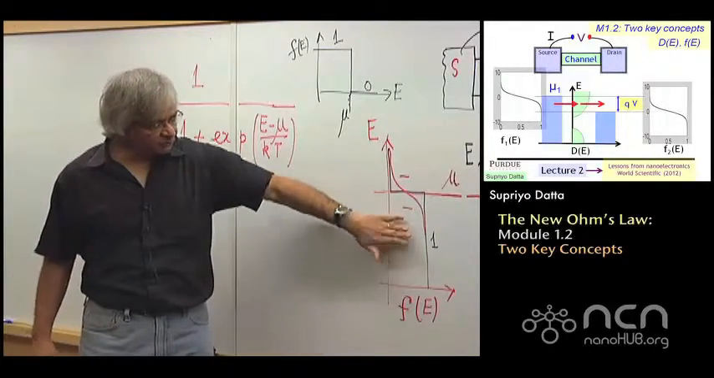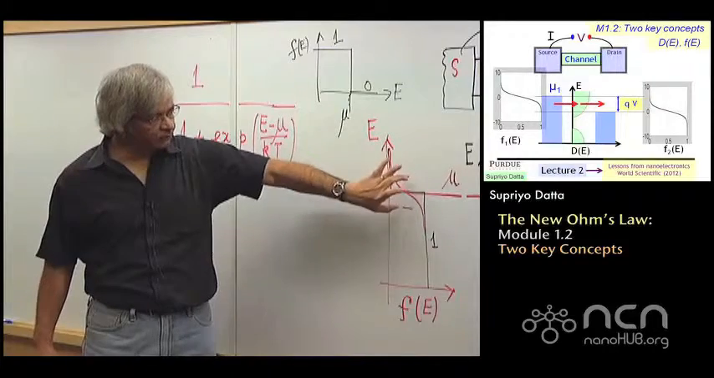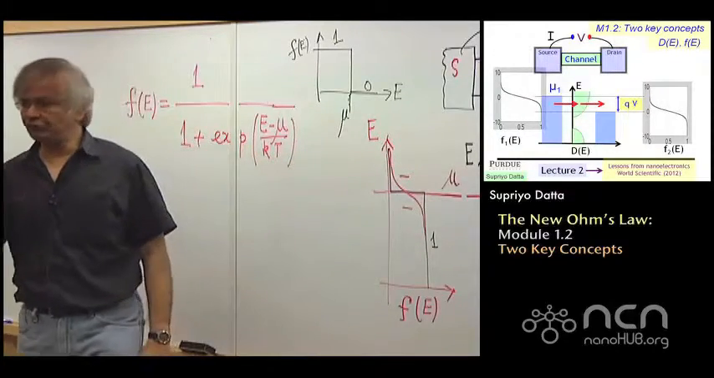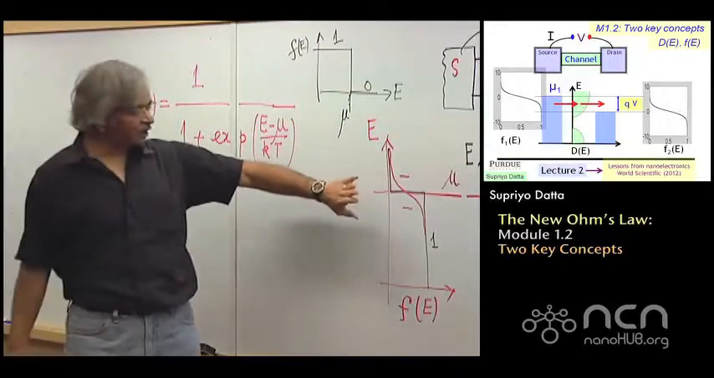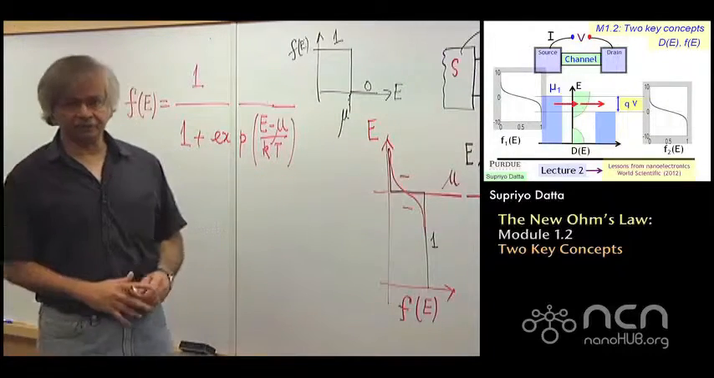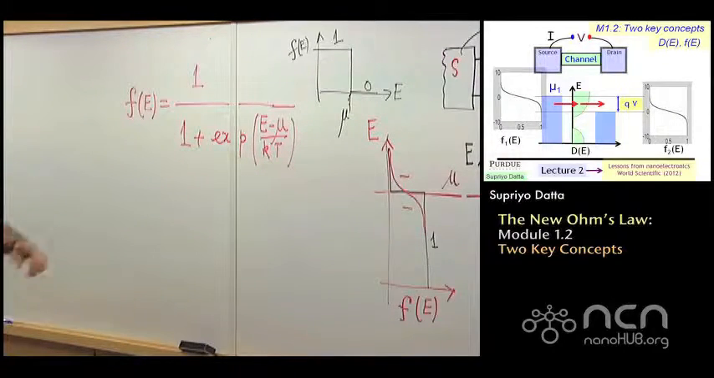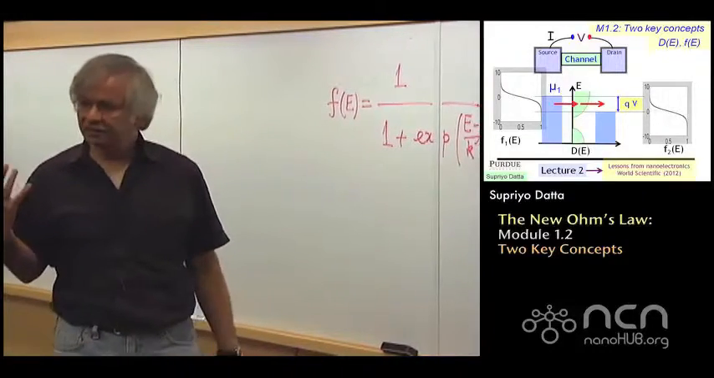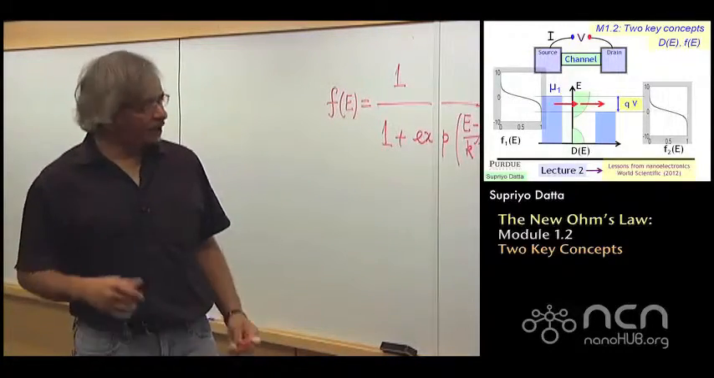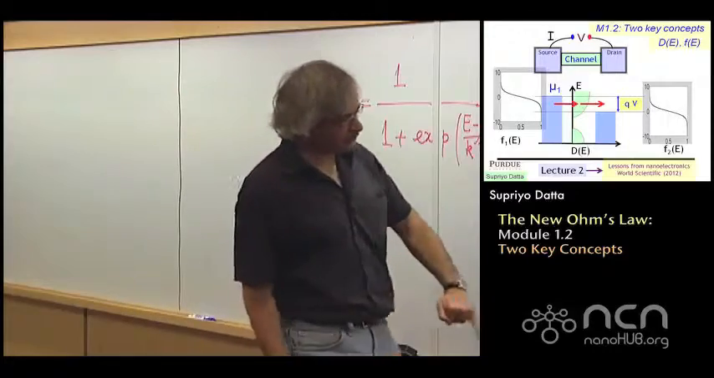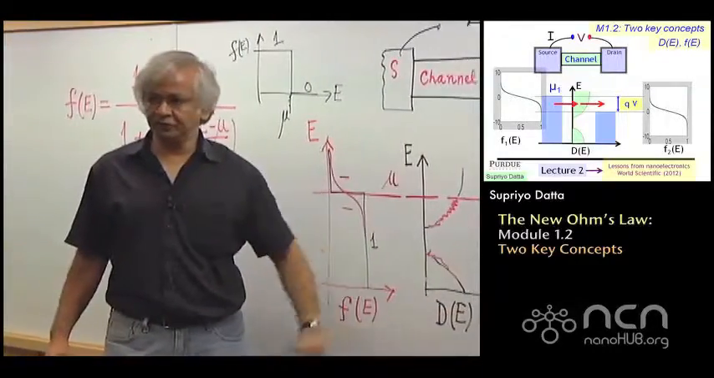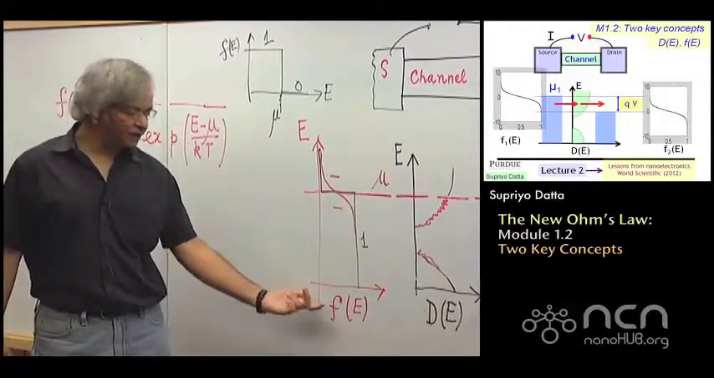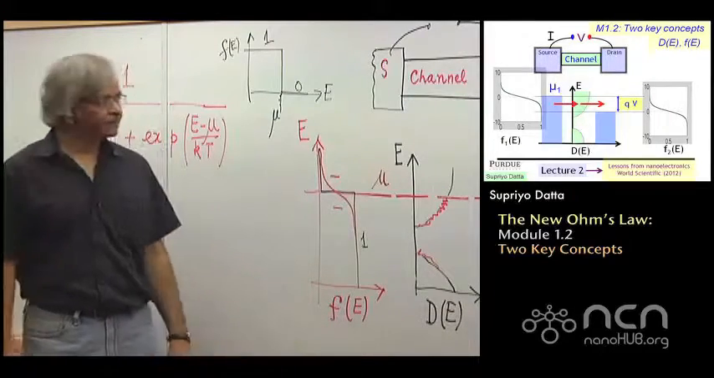And this transition from 1 to 0 takes place over an energy range of the order of a few kT right around the electrochemical potential. So these are the two important concepts that we need in order to discuss current flow. And first being this density of states, D of E, and the second, this Fermi function, f of E.